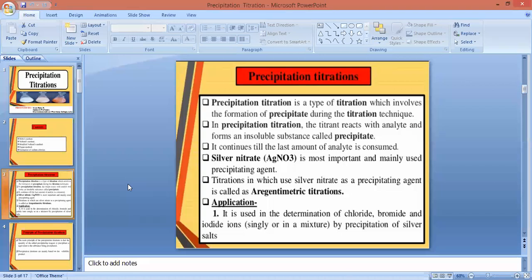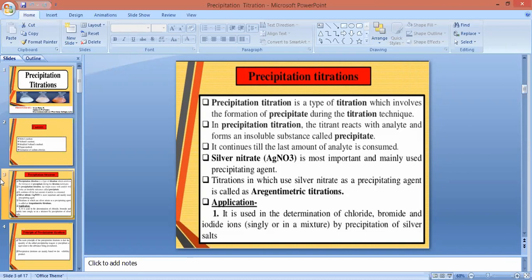The name itself indicates there is formation of precipitate between standard precipitating reagent and analyte. In case of precipitation titration, the analyte will be halide in nature. And lastly, we are going to add indicator to the analyte. So depending upon the use of indicator, precipitation titration is categorized into three classes, that is Mohr's method, Volhard's method and Fajans method.